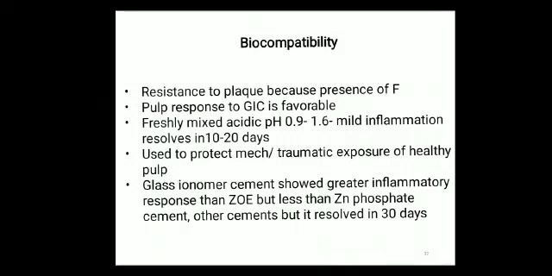Biocompatibility: resistance to plaque because of presence of fluoride. Pulp response to GIC is favorable. Freshly mixed acidic pH is 0.9 to 1.6 that can lead to mild inflammation that might resolve in 10 to 20 days. Used to protect mechanical or traumatic exposure of healthy pulp. GIC showed greater inflammatory response than zinc oxide eugenol but less than the zinc phosphate cement and other cements, but it resolves in 30 days.